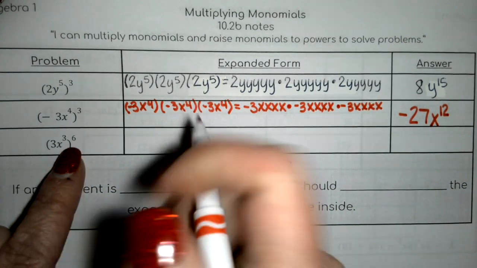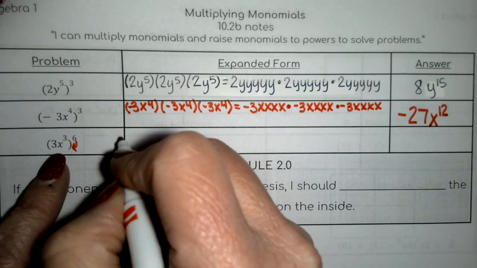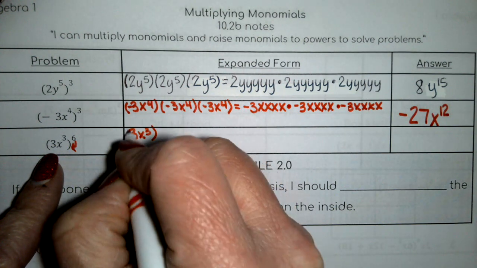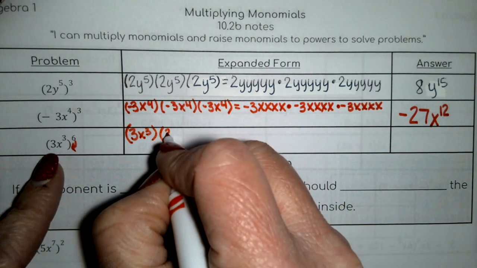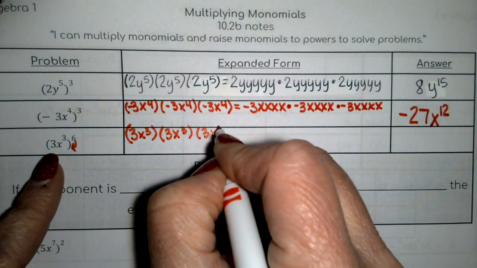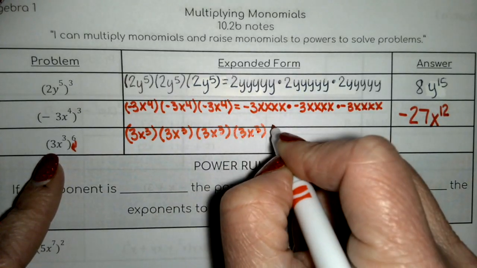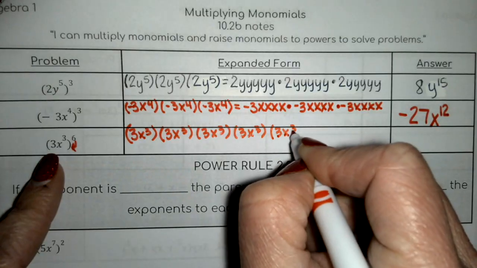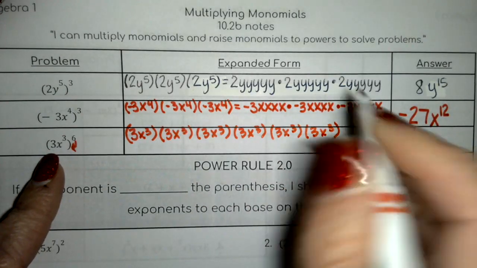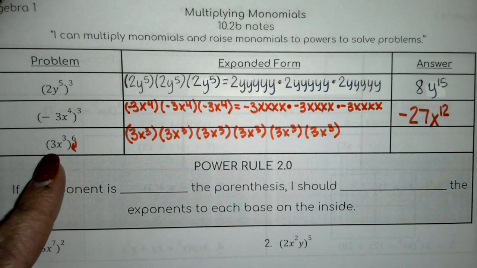We're going to do the same thing again, expanding it out. There's 6 parentheses. So we're going to do 3x cubed 6 times. 1, 2, 3, 4, 5, and 6. We still have some exponents. So we need to expand it one more time.